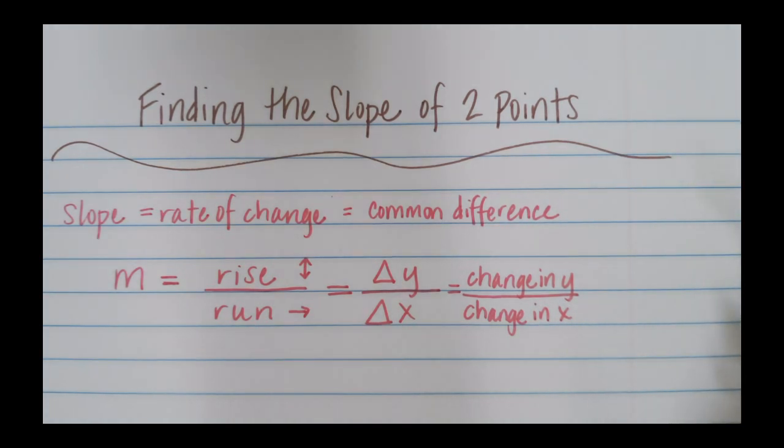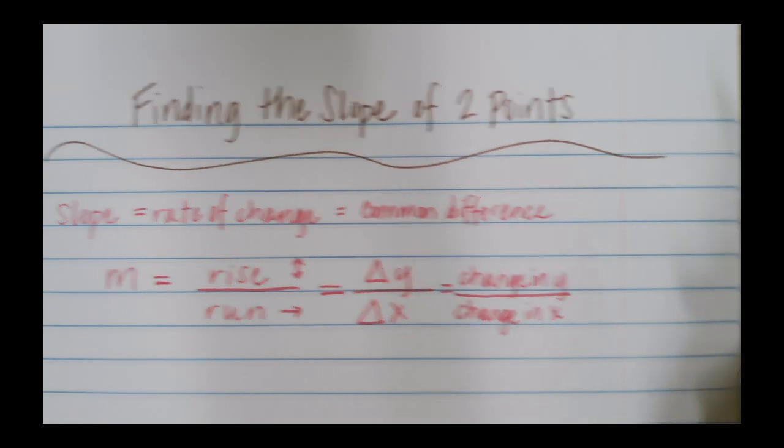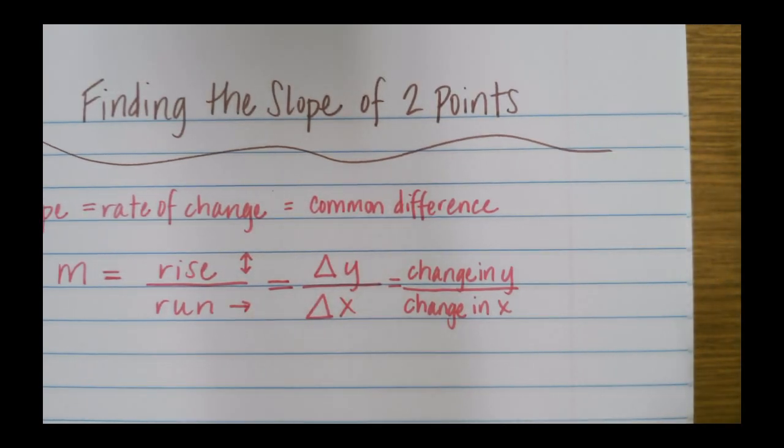So maybe the temperature changes 3 degrees every 4 minutes. That would be a change of 3 degrees on the y, and 4 minutes would be the change in the x. All right, so you might be saying, well, how in the world do you find that?